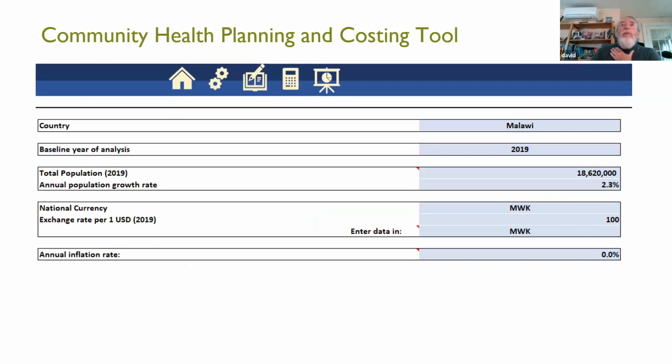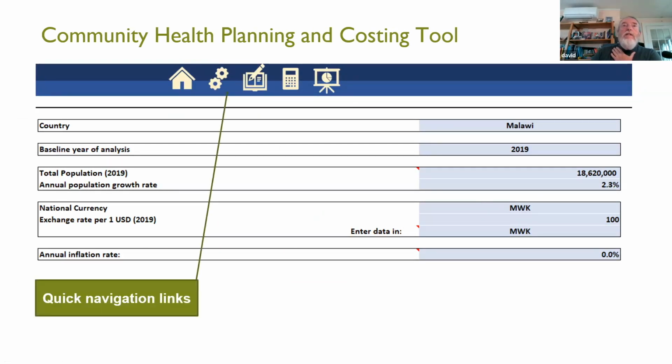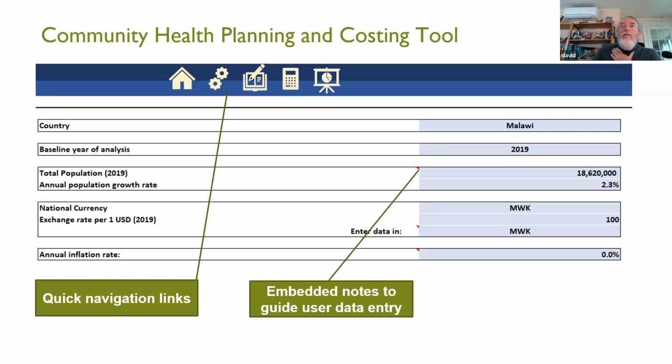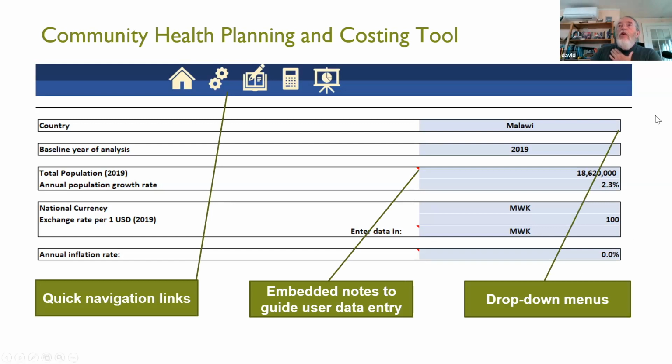So the Community Health Planning and Costing tool has features in it. For example, it has these navigation links that I mentioned before. It has embedded notes. If you see the little red triangles in the cells in the tool, a lot of the user guide features are actually embedded in the tool. And it has drop-down menus for many of the cells where data need to be entered.